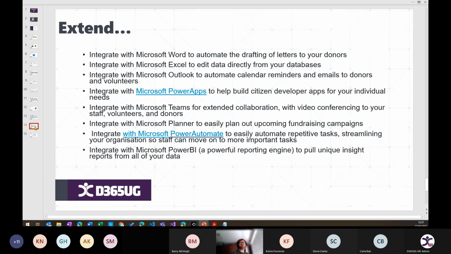Just to talk around the common things. Like I say, it is a building block. The non-profit accelerator doesn't come with a boatload of processes out of the box, so you can use it as a starting point and extend it. It's a great springboard, whether it's using Word, sending that out to people, Excel to do interrogation of the data. You can do all the usual Outlook stuff you'd expect about emails out to people and calendar control, things like that.